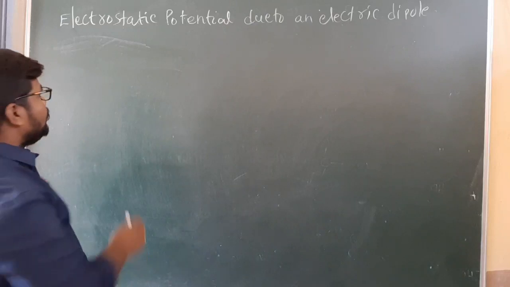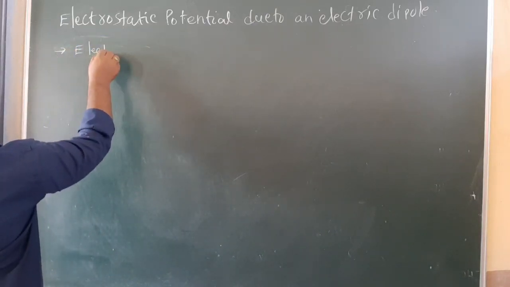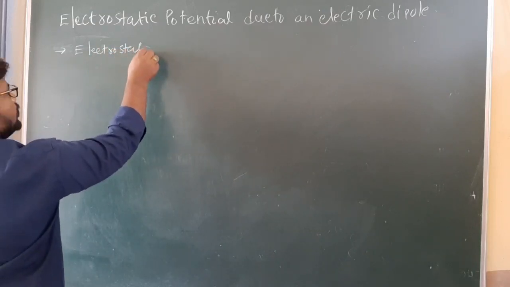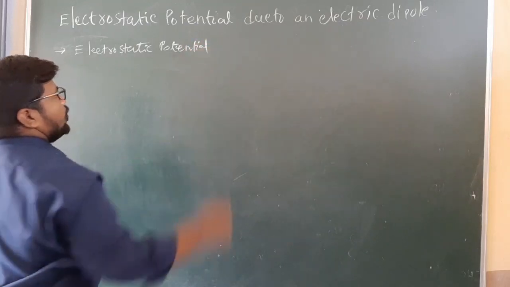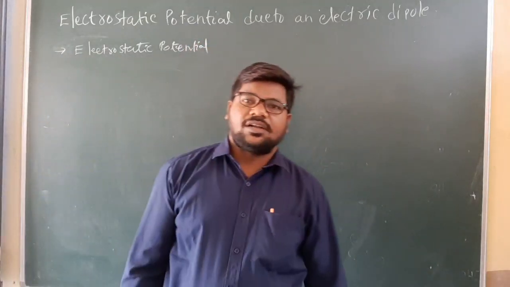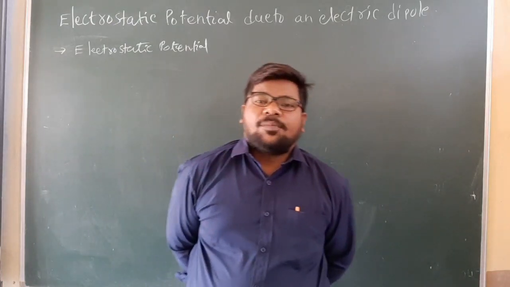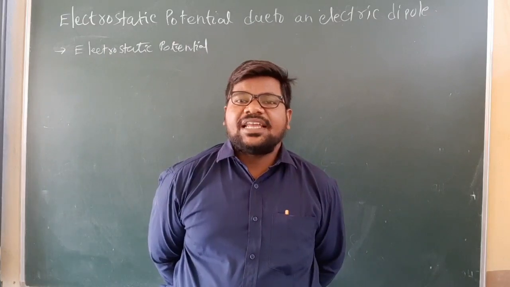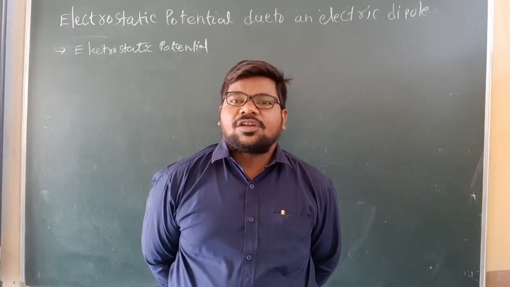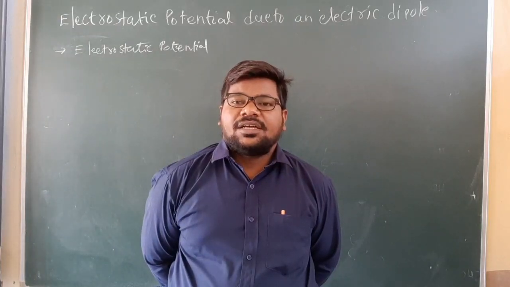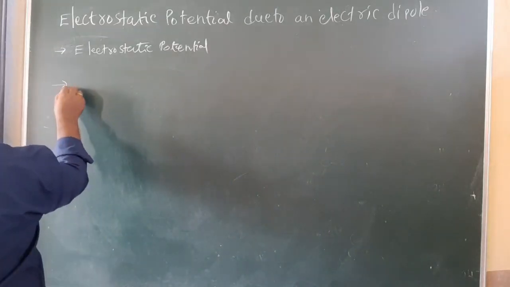Okay, see here, first what is electrostatic potential? Electrostatic potential is defined as the amount of work done in bringing a test charge from infinity to a point in the electrostatic field. And one more thing here, dipole. What is dipole?